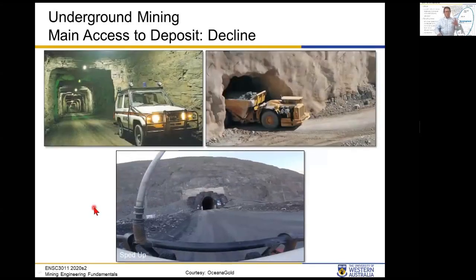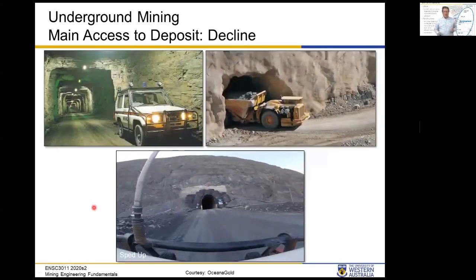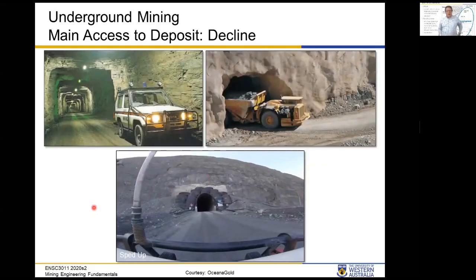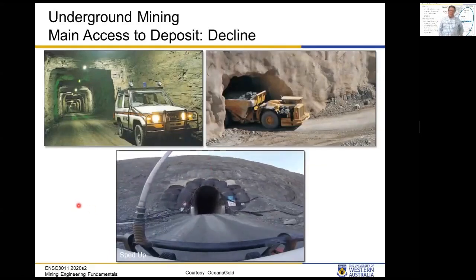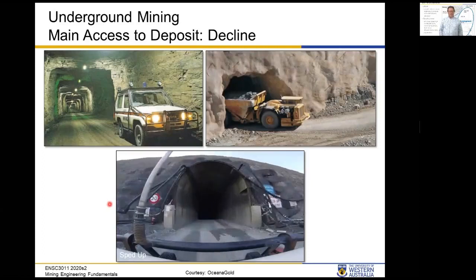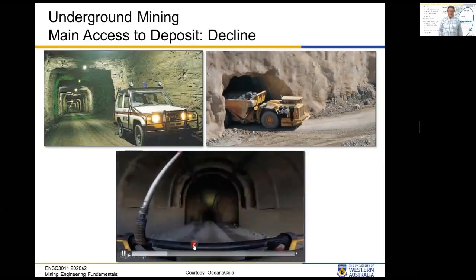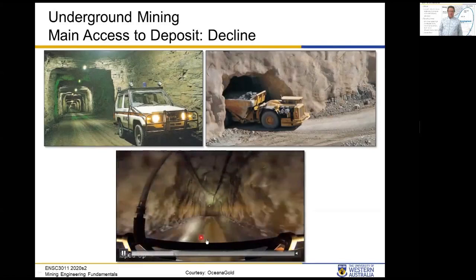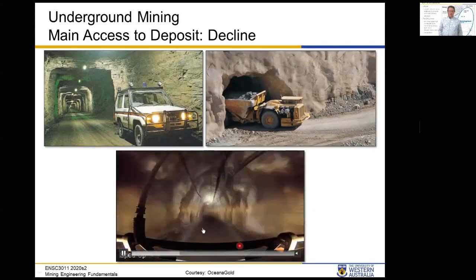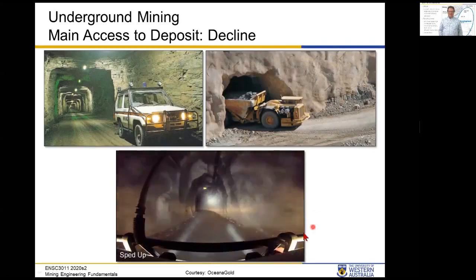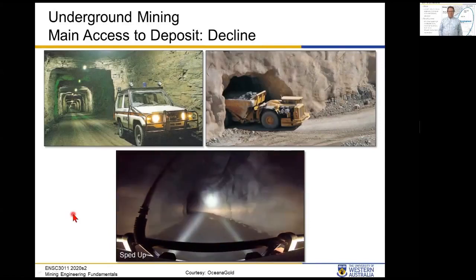Pretty hard to get photos of these. Here's a decline, and just driving down the decline. These are typically 5 by 5 meters, or 6 by 6. And you just drive down in a Land Cruiser, nothing too high tech. This is sped up, by the way. This is over the speed limit.